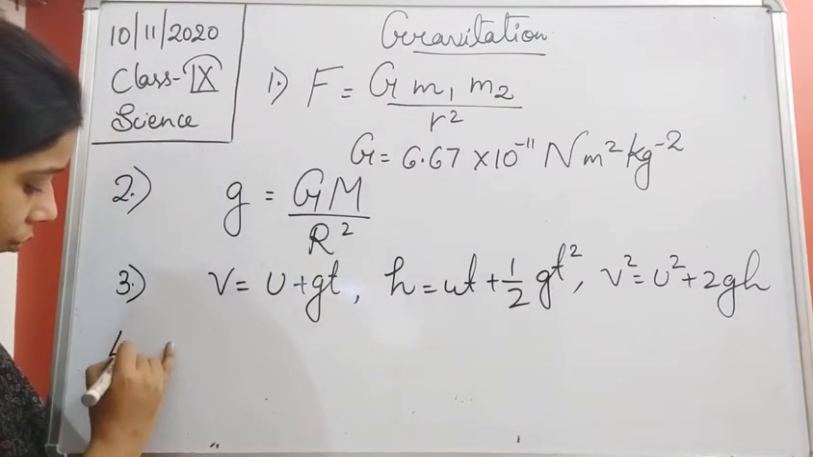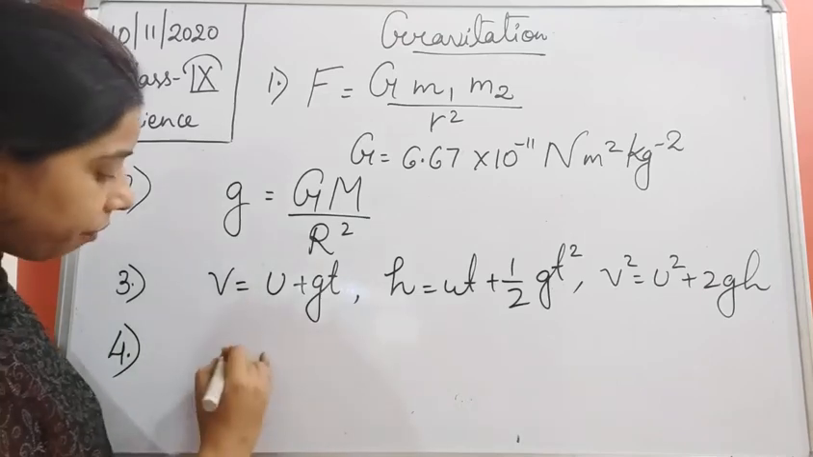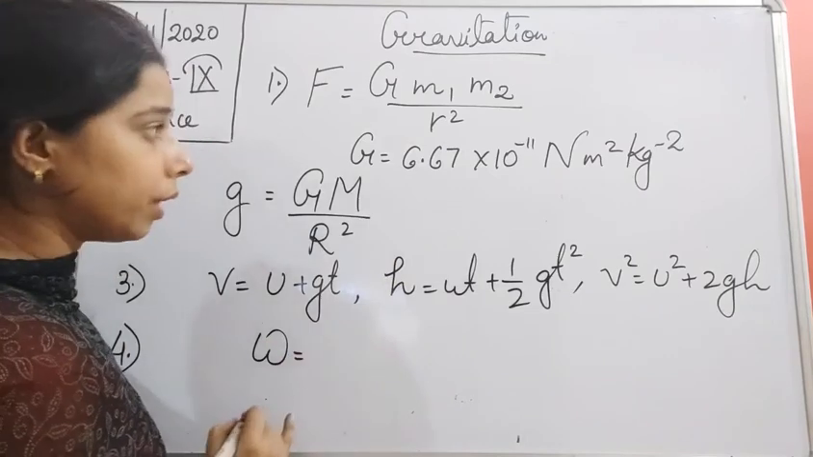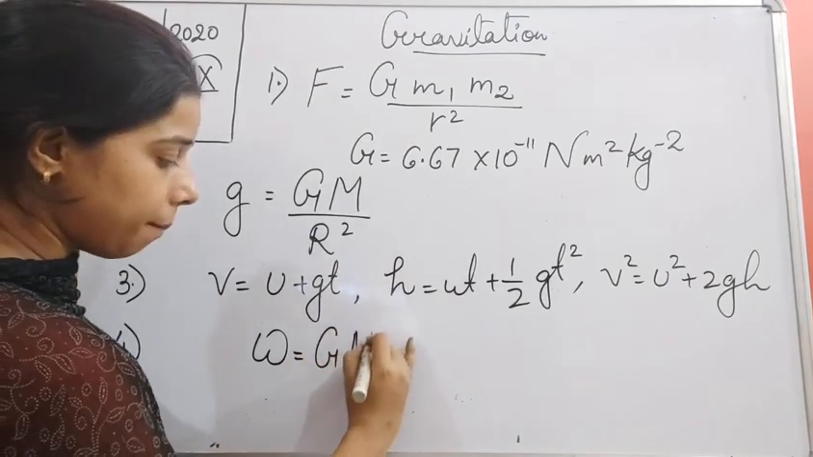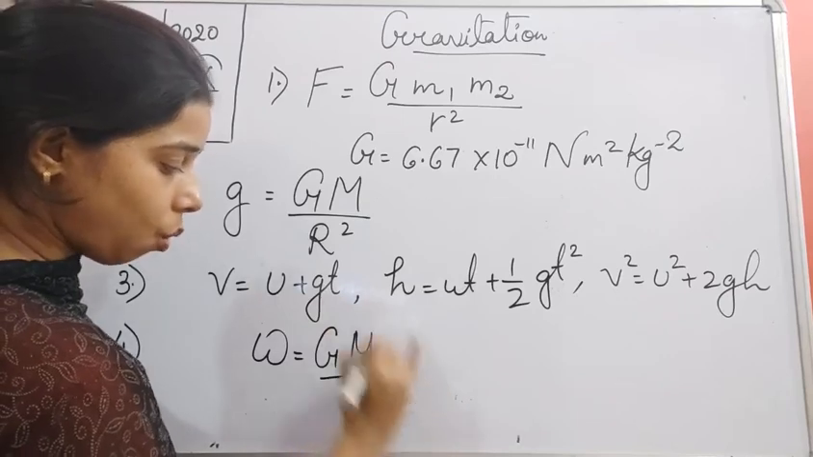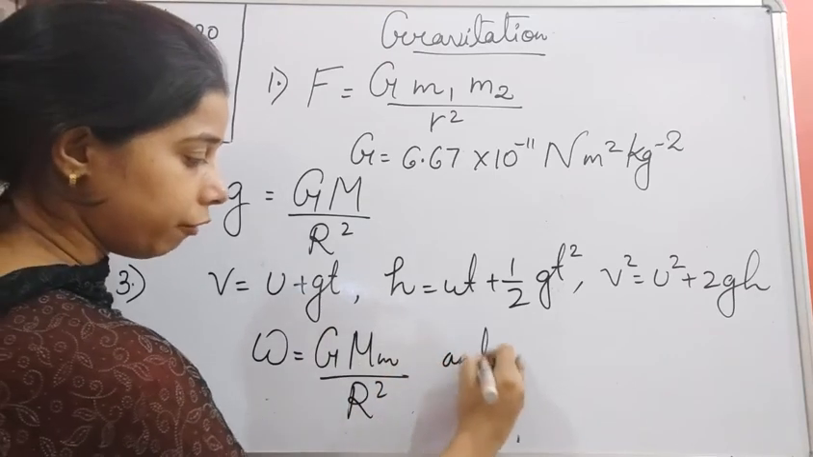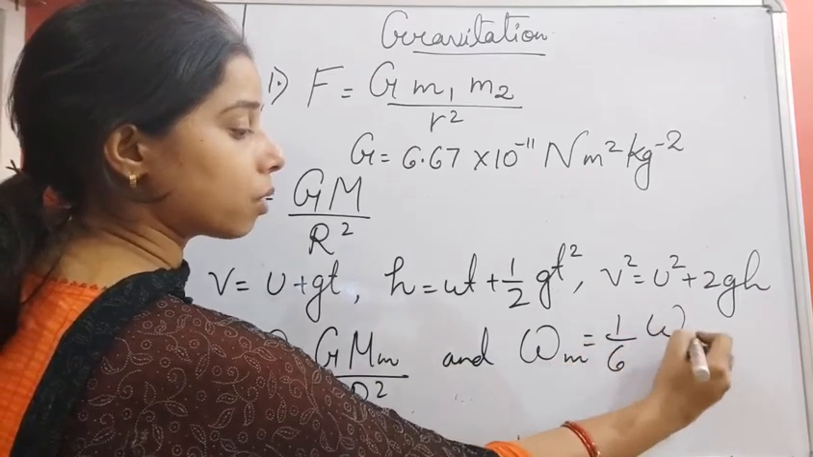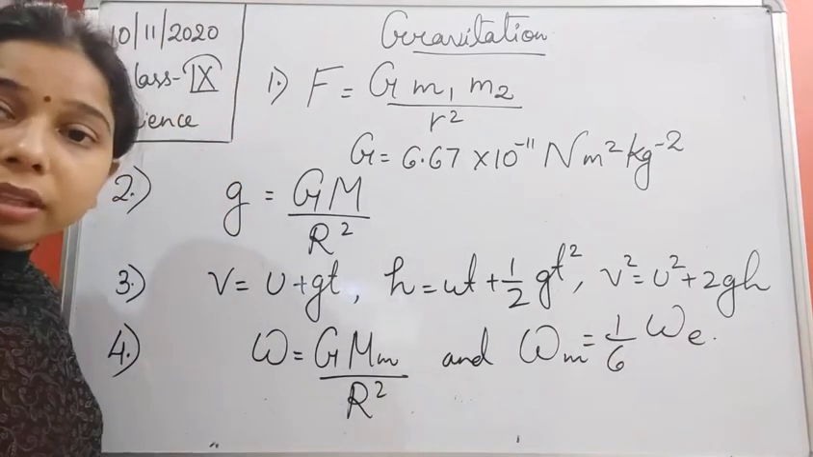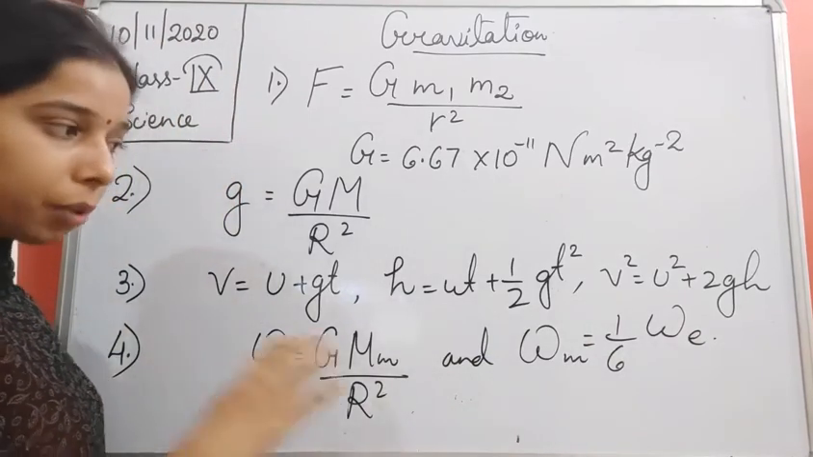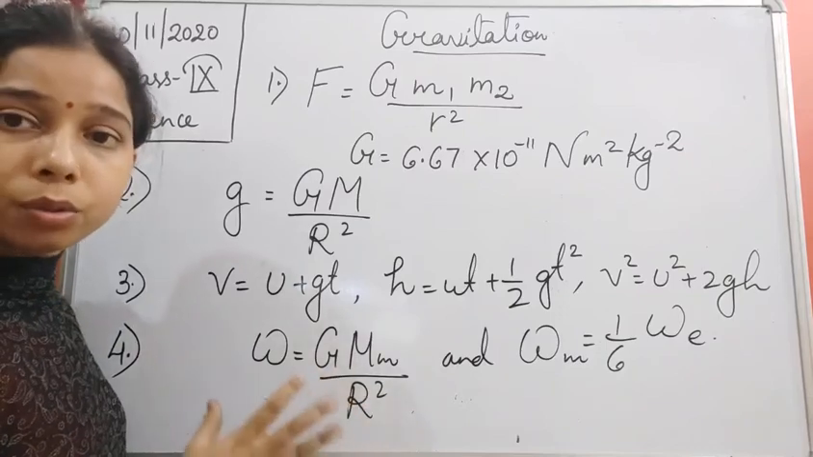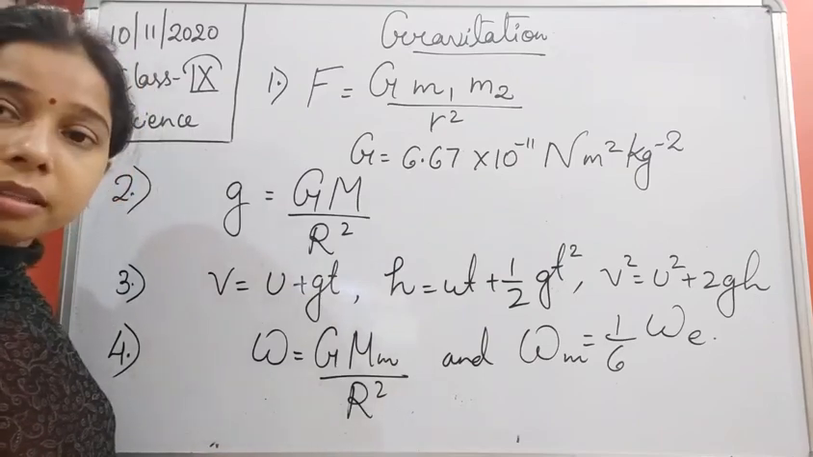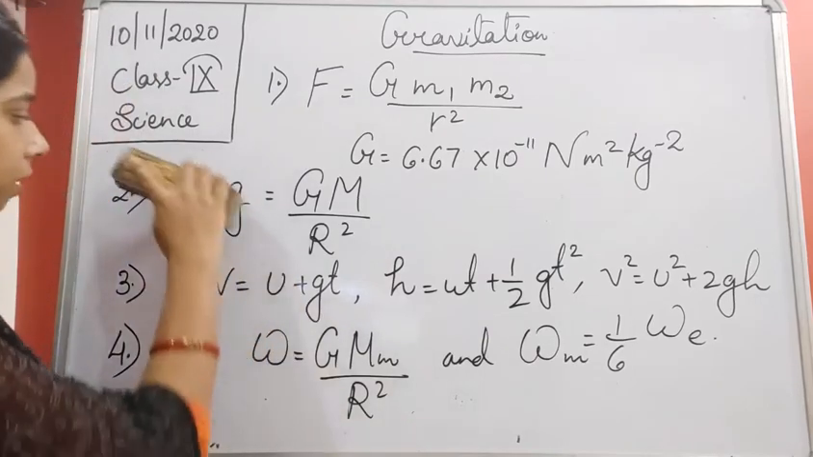And the fourth one is the weight. Weight is also equal to G m upon r square. And the weight on the moon is equal to 1/6 of the weight on the earth. So these are some of the formulas. If we know all of them, we are able to do the numericals related to this chapter. So let us move on and try to understand some more numericals from this chapter, gravitation.